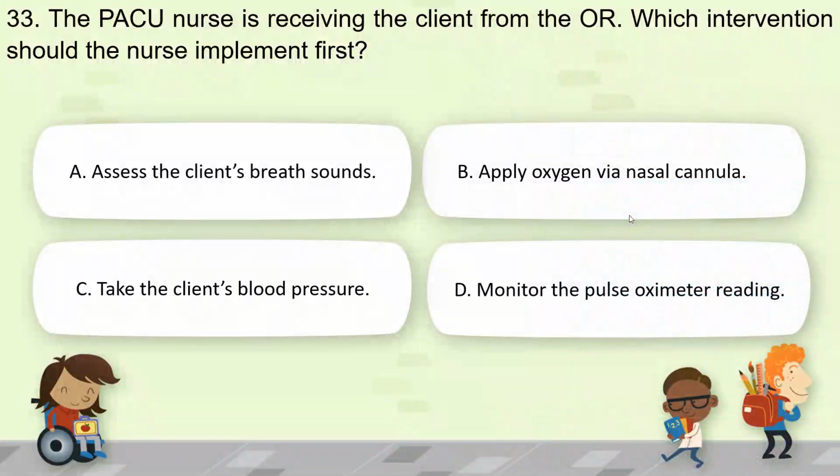33. The PACU nurse is receiving the client from the OR. Which intervention should the nurse implement first? A. Assess the client's airway. B. Apply oxygen. Letter C. Take the client's blood pressure. Letter D. Monitor the pulse oximeter.